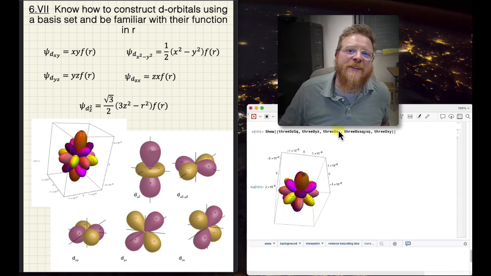Okay, cool stuff, folks. That is the end of this module. We will be moving into multi-electron systems next.